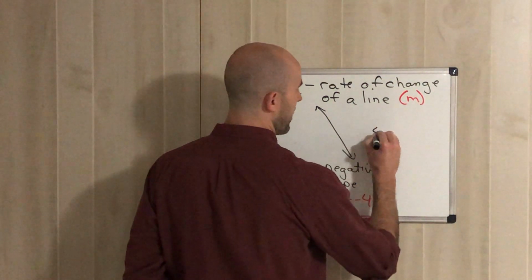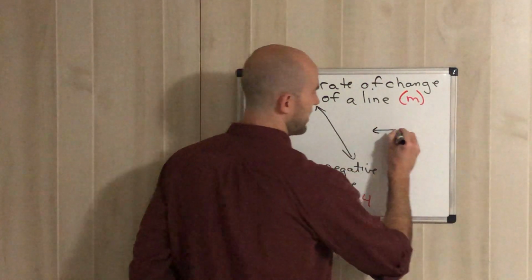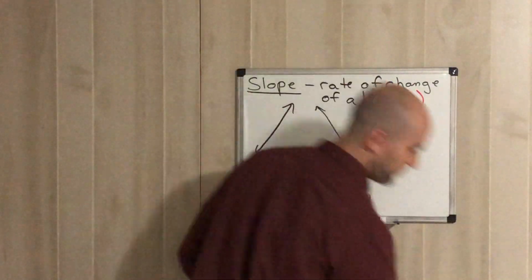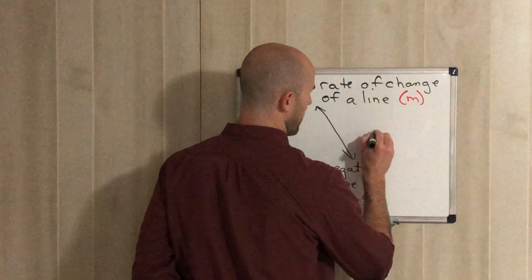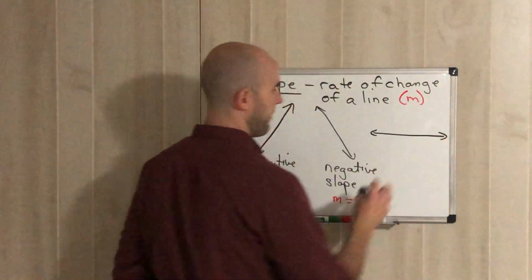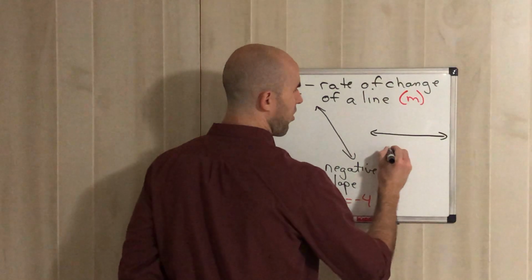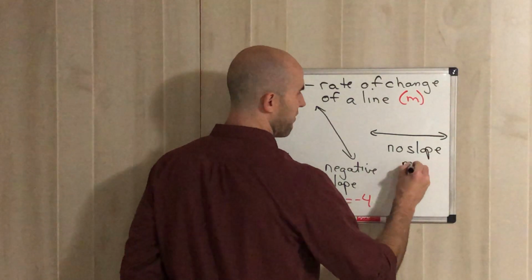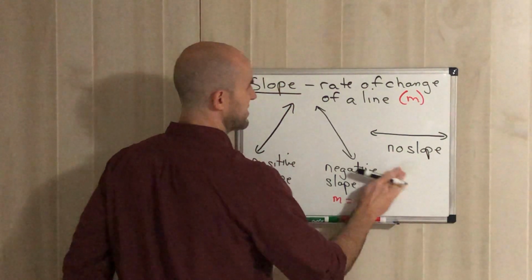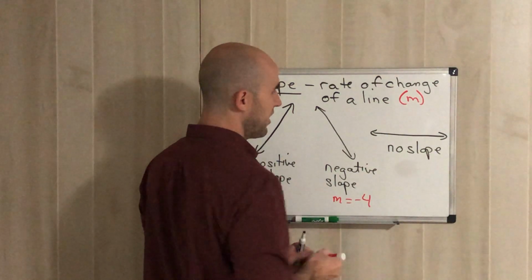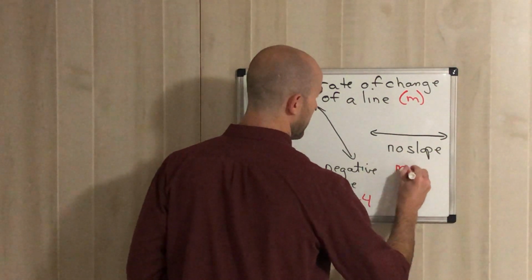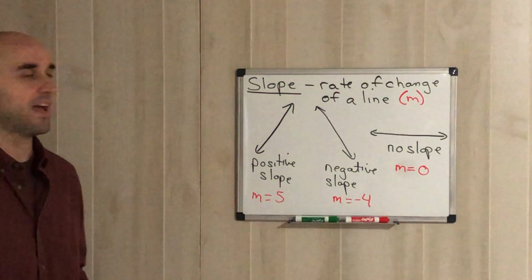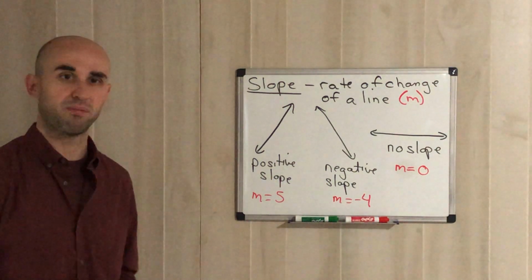If I had a line that was just going horizontally, it's not going up, it's not going down, then we would call that no slope. Basically, it doesn't have a slope. Since the line is not going up and it's not going down, the slope of that line would end up being 0. It doesn't have a positive or a negative slope like the other ones do.